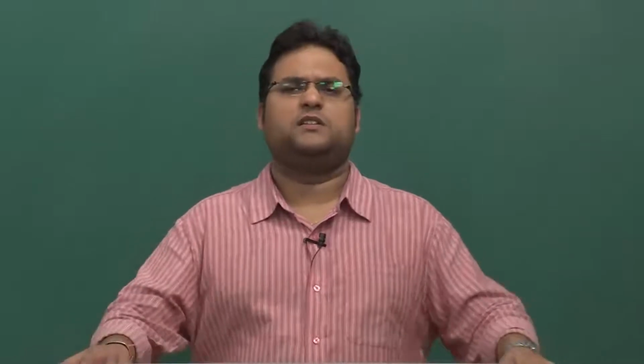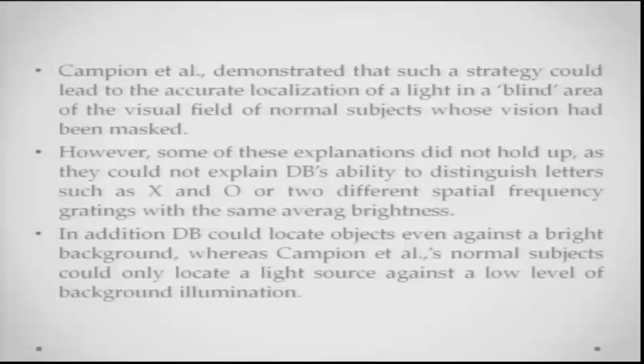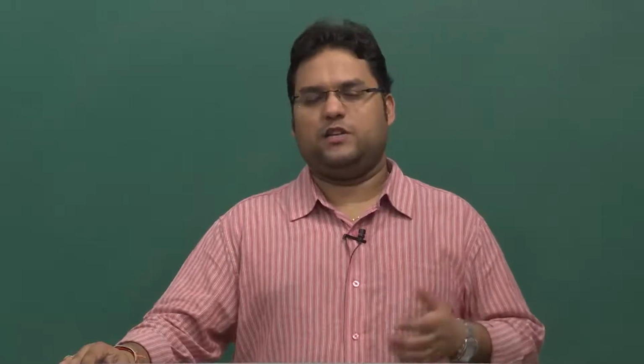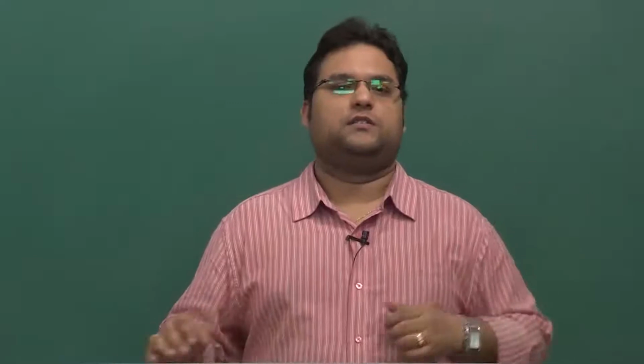Now, Campion and colleagues demonstrated that such a strategy could actually be utilized to get an accurate localization of a light in a blind area of the visual field of normal subjects whose vision had been masked. So, you put a mask on these people's vision and you will see that these people can also use this stray light to locate these things.